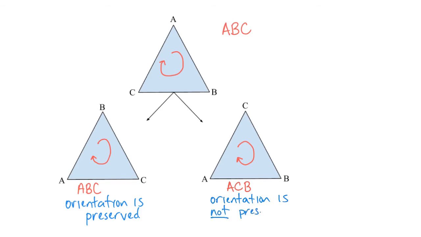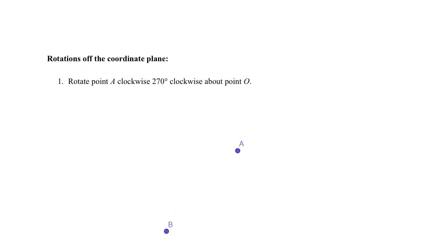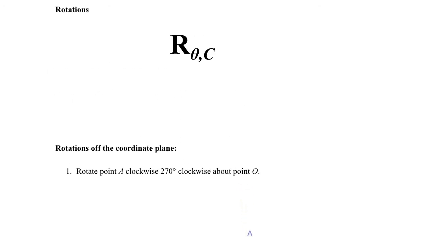Okay, so we have side length, angle measure, orientation. Those are the three properties that we want to look at when we're looking at these motions. So let's focus in on rotations. The first thing that I want to talk about with rotations is notation.